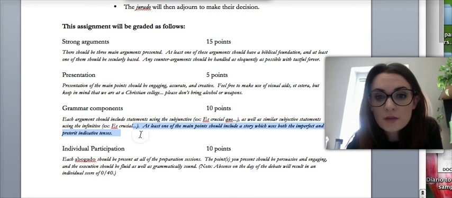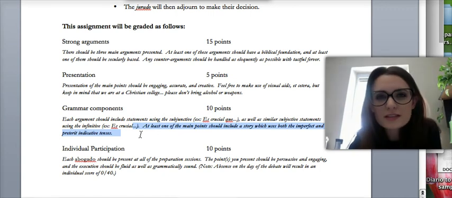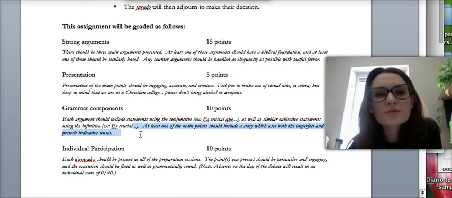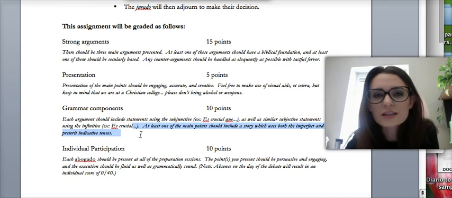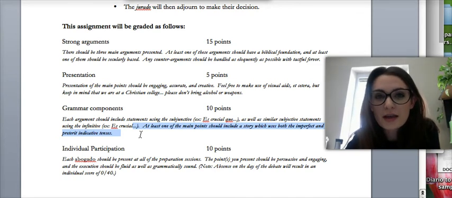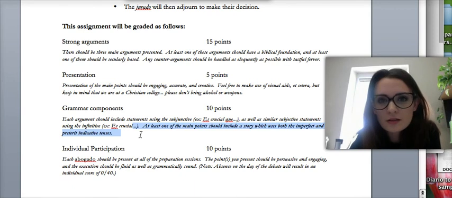At least one of the main points should include a story that uses both the imperfect and the preterite indicative tenses. Remember that this is a debate that we are going to pretend to take really seriously, but you should absolutely feel free to play to our emotions, use arguments that you don't really believe in, bribe the jury. We're going to pretend that this is really serious, but I want you to feel free to have fun with it, and recognize that you're not going to totally agree with any of the points that you're actually making. Or maybe you will agree with some of them, but you're going to take them a little bit too far.